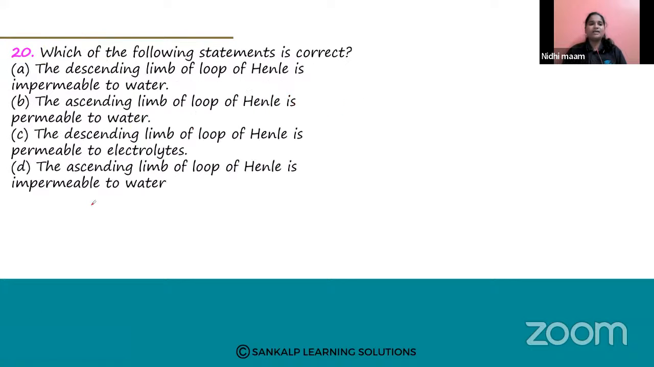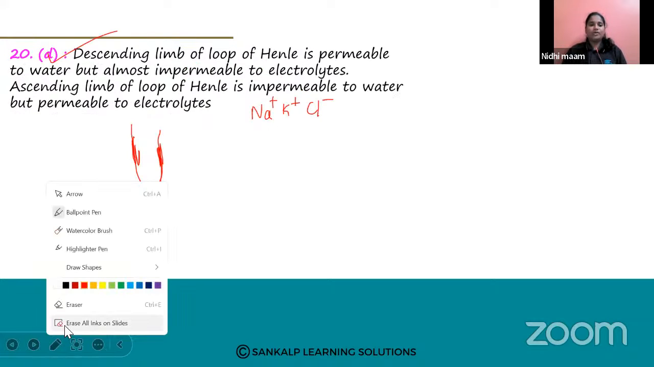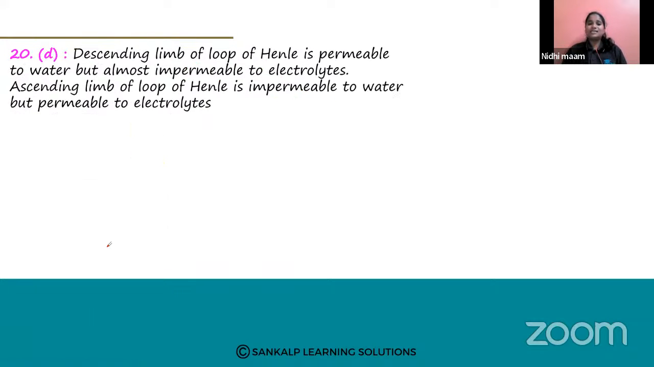Some of you selected option A, that the descending limb of loop of Henle is impermeable. Totally wrong. It is permeable. It allows water. So in the descending loop, what happens? Reabsorption of water takes place. Water is reabsorbed from the blood. Okay? So these are certain questions on excretory products and their elimination.